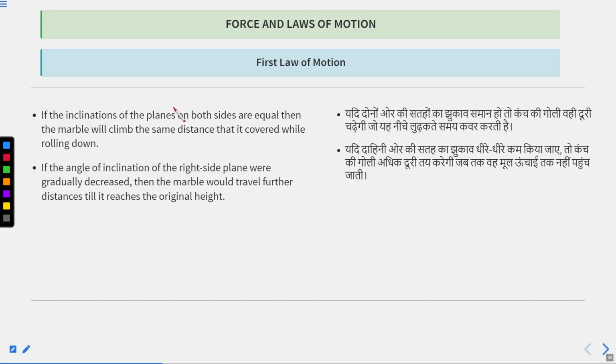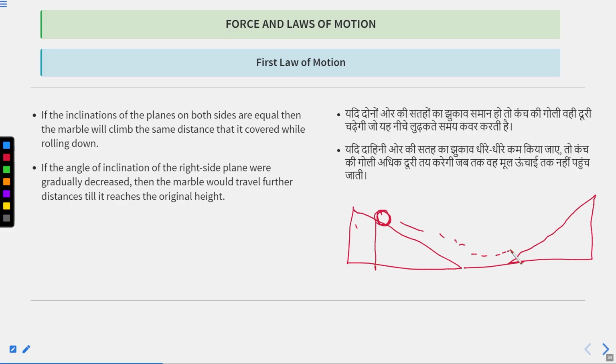If the inclined planes on both sides are equal, then the marble will climb the same distance that it covered while rolling down. The marble will reach the same height. If the marble begins from here, rolls down, and moves up, it will reach the same height. This height and this height will be the same, if there is no friction.